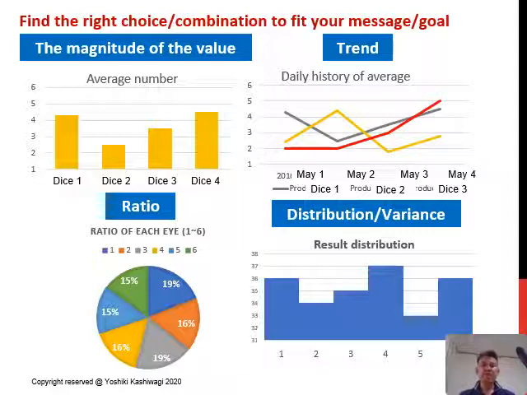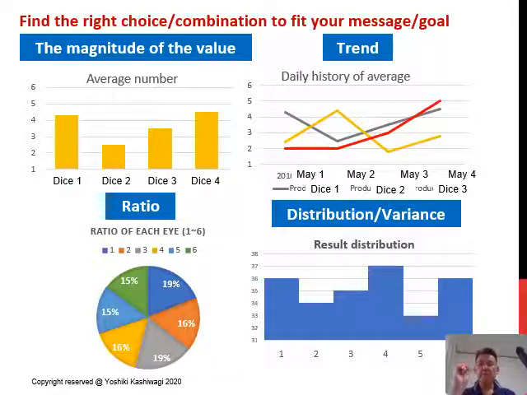This is an example of the 4 approaches I mentioned in the previous slide, but using this dice example. The first one, the left upper side, is magnitude, the value. That's the value of the dice, or you can say it's a number of the dice. The most familiar index of the value would be the average. So let's use the average to show the results of the 4 dice.